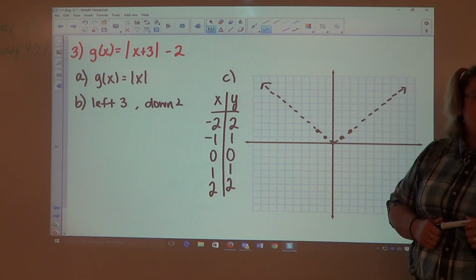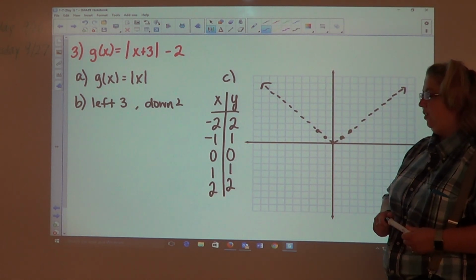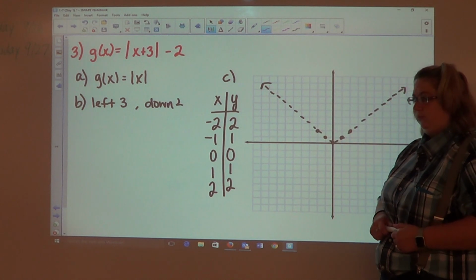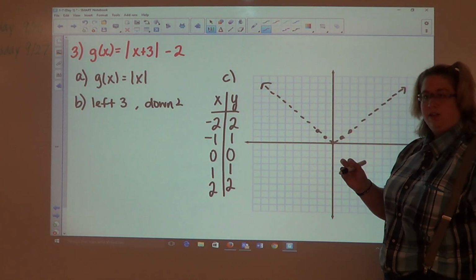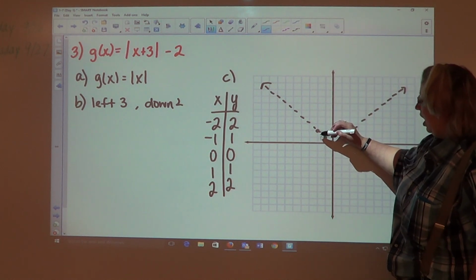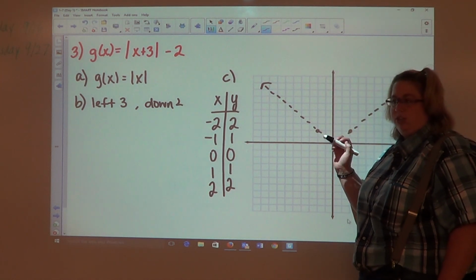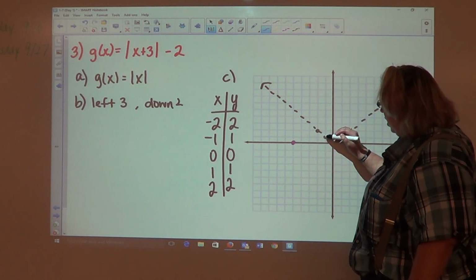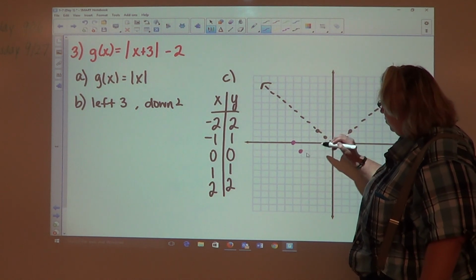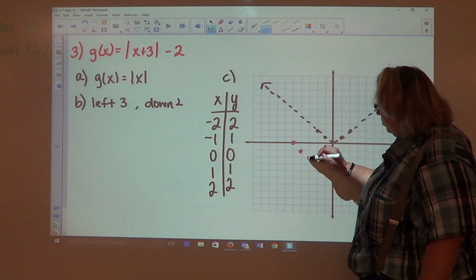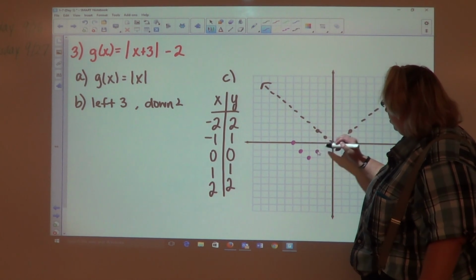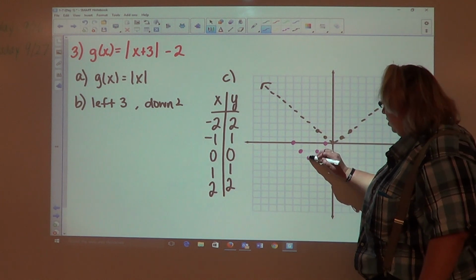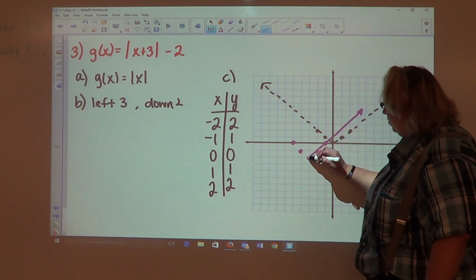Okay, so we're going to take every point that's on our graph and we're going to move it left 3 and then down 2. Everybody okay if I do that? Okay, so I always just work left to right. It doesn't matter as long as you get all the points. So I'm going to go left 3, 1, 2, 3, down 2. Left 1, 2, 3, down 2. This one left 1, 2, 3, down 2. 1, 2, 3, down 2. 1, 2, 3, down 2. Okay. And then this is my new graph.